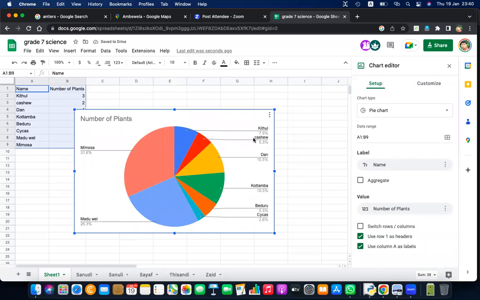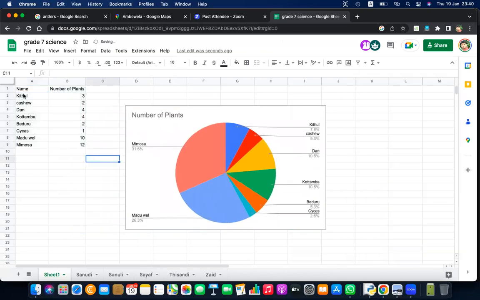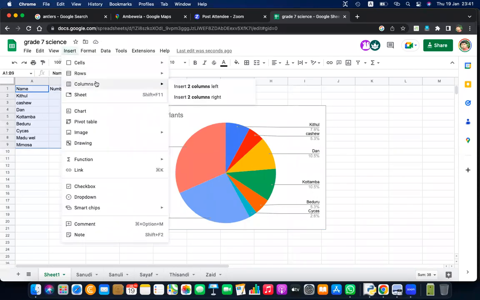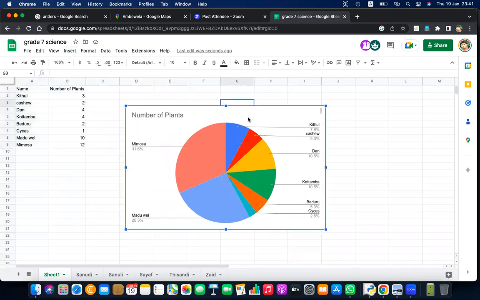How to insert a chart: you have to select all these things. Select them, then go to the insert menu, then select chart. But this kind of chart comes up, and we don't need this.